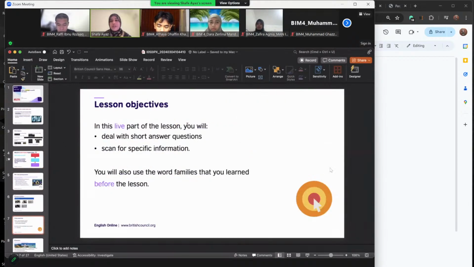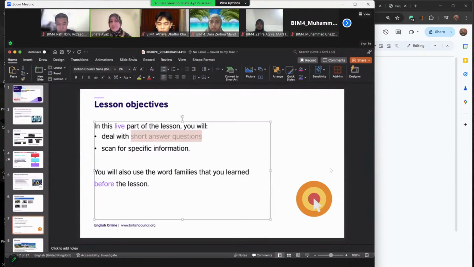Now, let's look at the objectives. In this live part of the lesson, you will deal with short answer questions. Obviously, you'll be reading a passage, and that's what you will be dealing with. You will be looking at short answer questions, and you will scan for specific information and answer those questions. You might also review some word families that you learned before the class. I'm not sure about this, but we'll see.